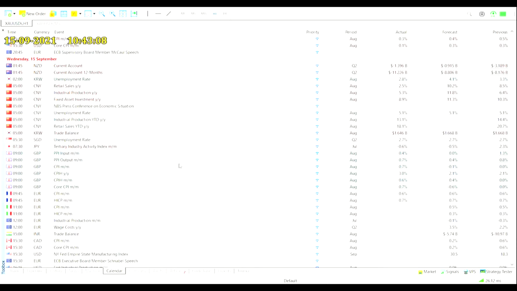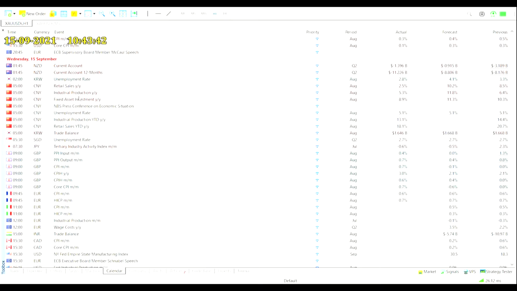Quite a bit busier than yesterday. We can't fit all of today's stuff on one screen, so I won't talk about everything, but we will just look at some of this stuff. New Zealand current account, less than forecast, -1 billion. Korean unemployment rate, 2.8% instead of forecast 4.1. That is good. China, a lot of misses on their yearly figures.